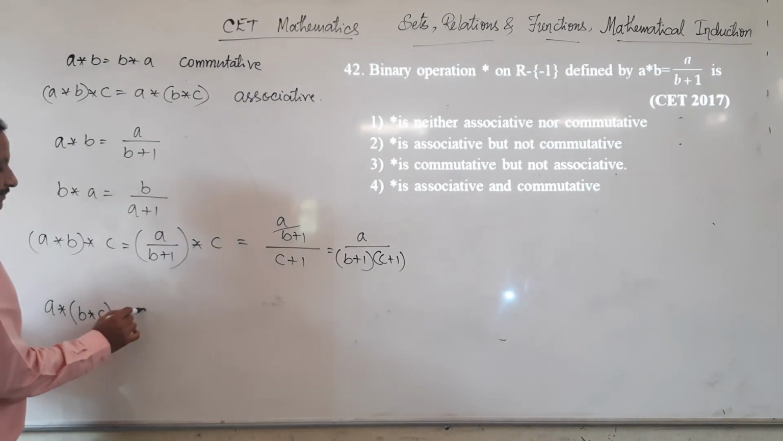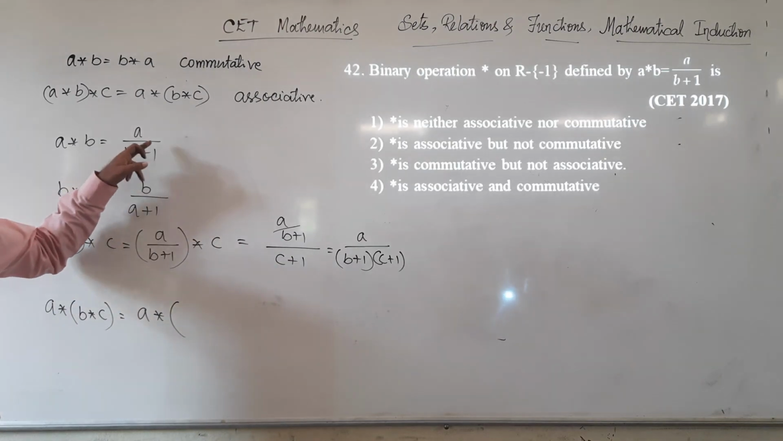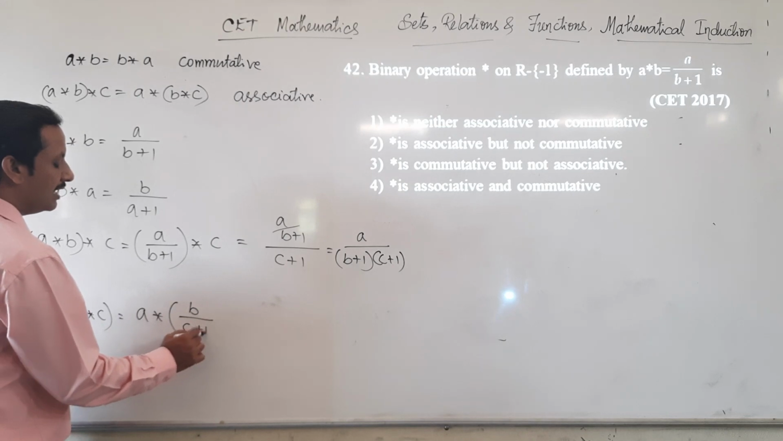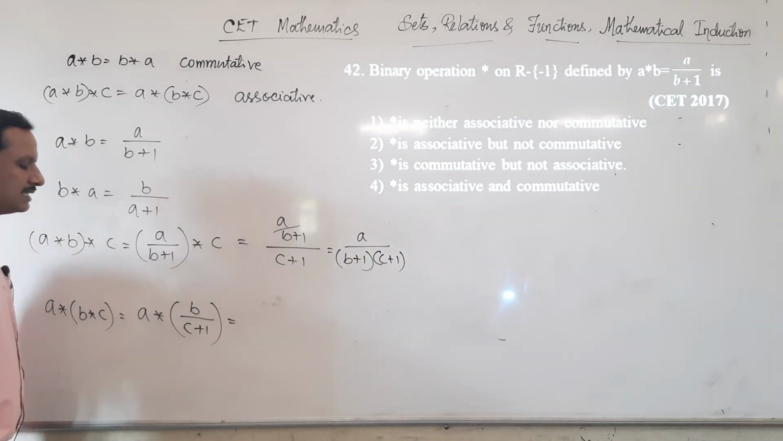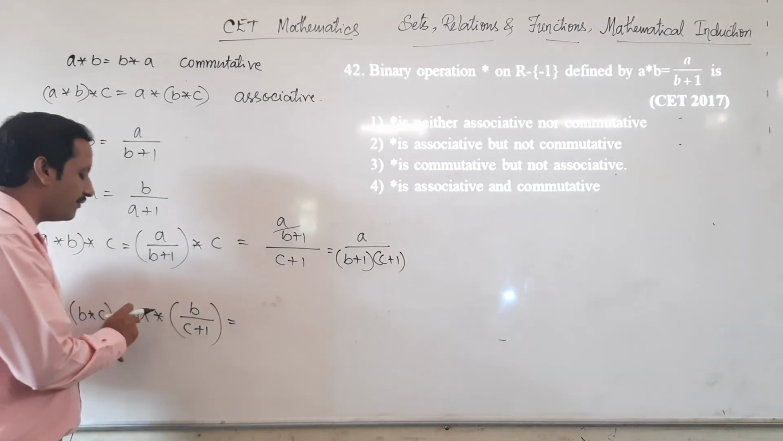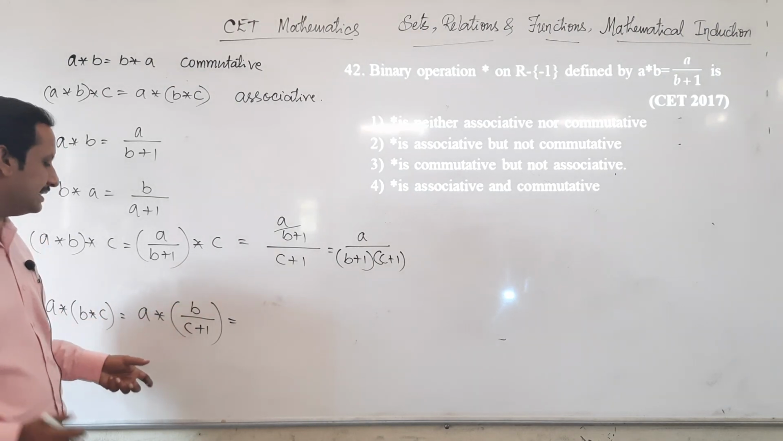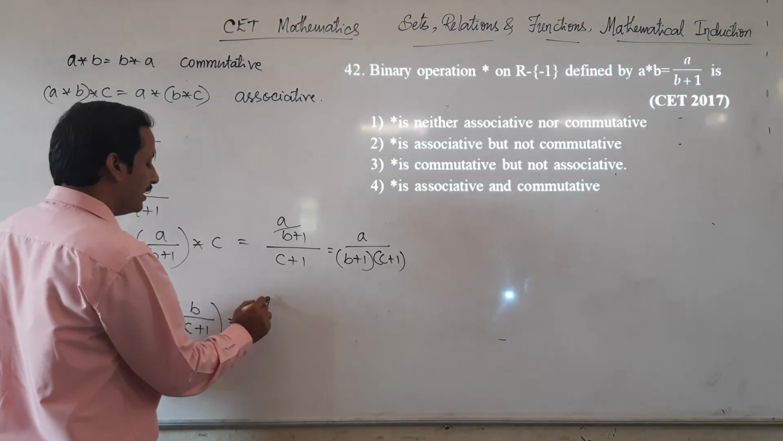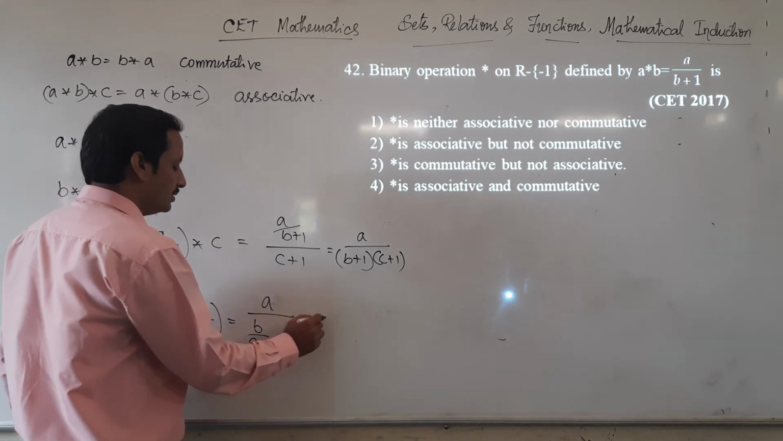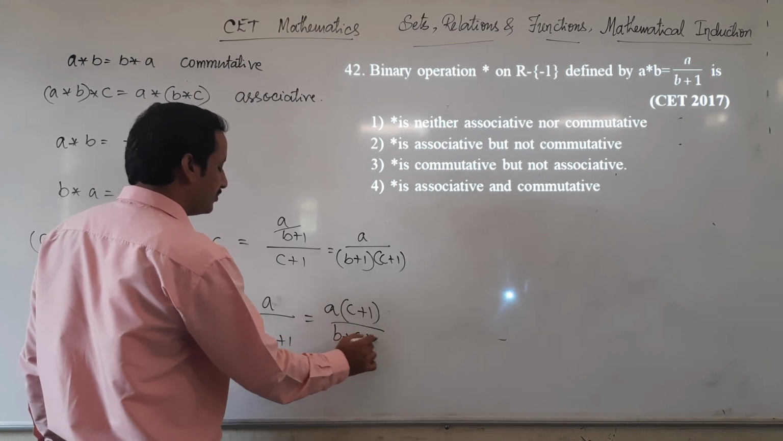This is equal to a star b star c. A star b is defined as a by b plus 1. So b star c is defined as b by c plus 1. That's equal to a star b, which is defined as a by b plus 1. In place of a we have a itself, and in place of b we have b by c plus 1. So this will be a divided by b by c plus 1 plus 1. So this will become a into c plus 1 divided by b plus c plus 1.